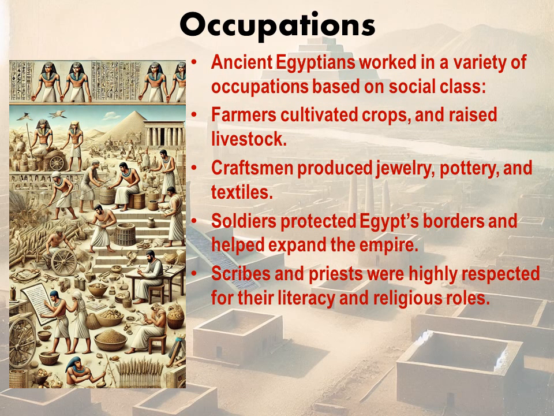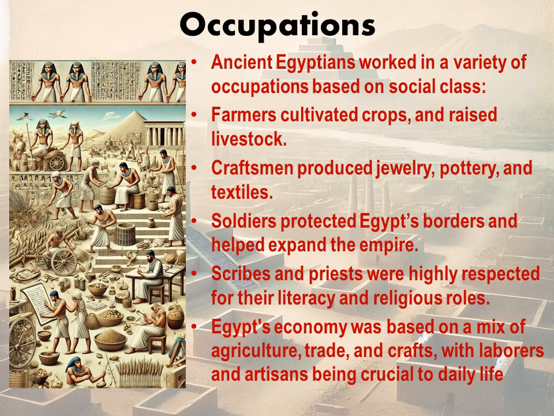Scribes and priests were highly respected for their literacy and religious roles. So people also practiced literature, and those things were done by people like scribes. Scribes means writers. They were highly respected because they knew how to read and write. And also the priests had their religious roles. Religious roles means they were closer to God, or they were believed to have been closer to God, or they had a specific connection to the deities. Hence, scribes and priests were highly respected for their religious roles.